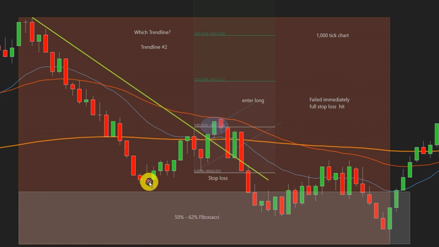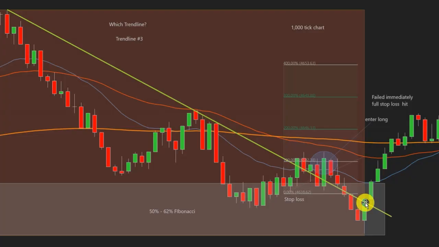Being in at the right time, you can't actually avoid the wrong trend lines. If you get the right one, you won't be able to take the wrong one, and that happens a lot too. The third trend line is also a failure.